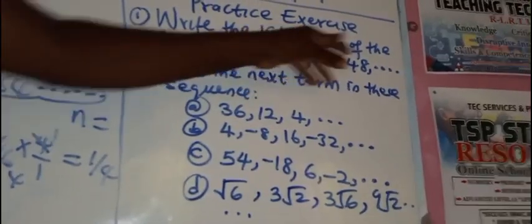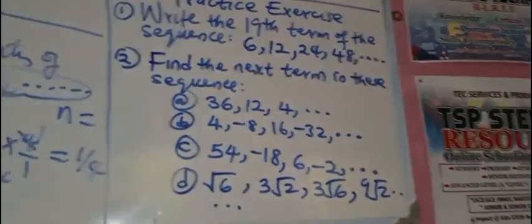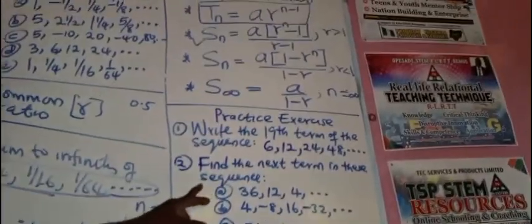Question number 1, write the 19th term of the sequence. You use this first formula. Question number 2, find the next term in this sequence. Well, you can use this formula to find the next term. Like this one, this 1, 2, 3. The next term will be n equals to 4. You get your first term, you get the common ratio.